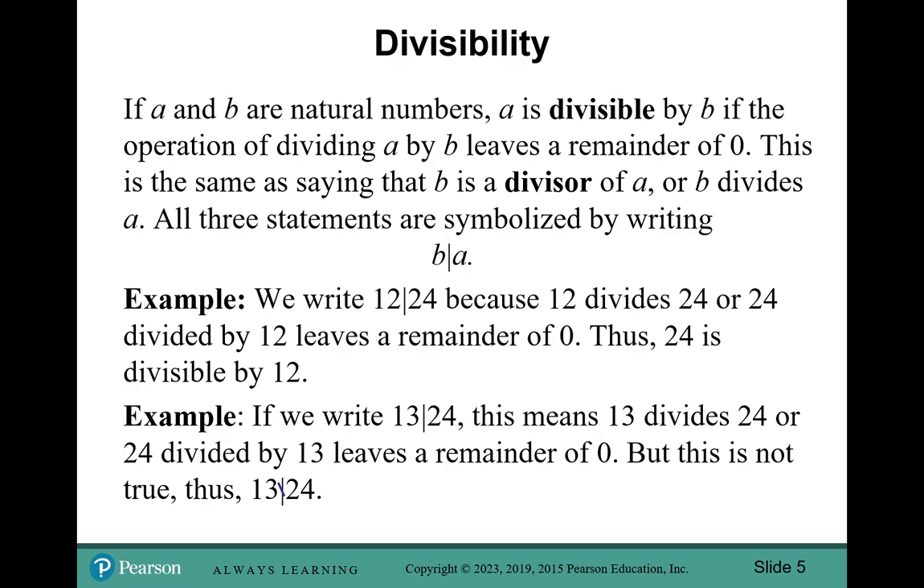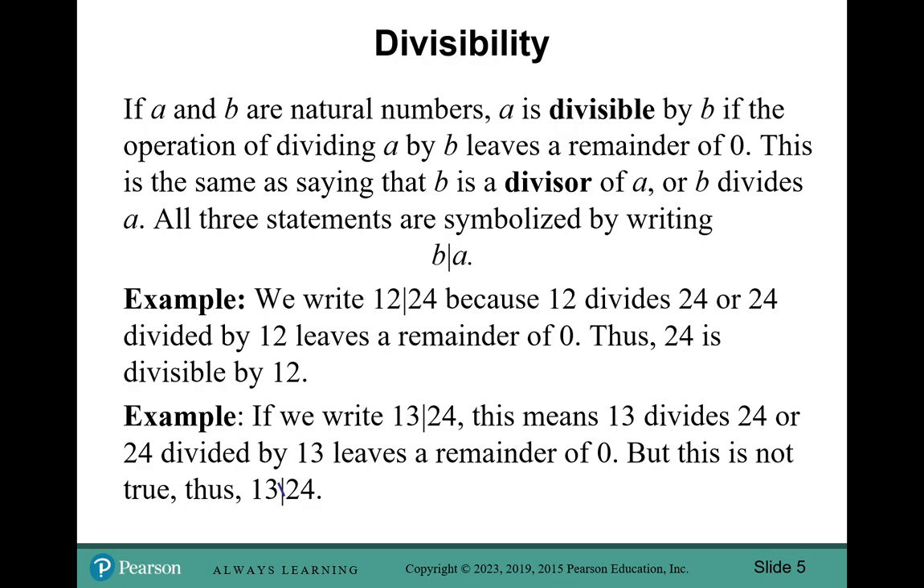If A and B are natural numbers, A is divisible by B if the operation of dividing A by B leaves the remainder of 0. This is the same as saying B is the divisor of A, or B divides A. All three statements are symbolized by writing B divides A. So B with a vertical line, then A means B divides A.